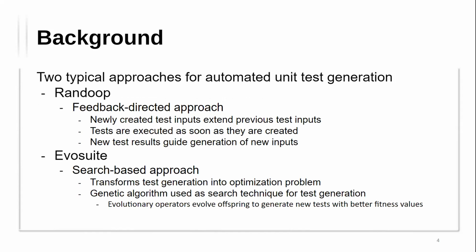Regarding automated unit test generation, there are 2 approaches that the paper considers: the feedback-directed approach and the search-based approach. There's one canonical tool that the paper uses for each. Randoop uses the feedback-directed approach, where they generate test inputs. They have an initial test input, use it to generate another test, and so on, to keep generating new generations of tests until they increase the coverage. Whereas EvoSuite goes for a search-based approach, where they transform test generation into an optimization problem and use different algorithms to mutate and optimize the tests.